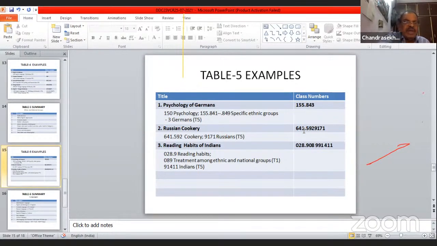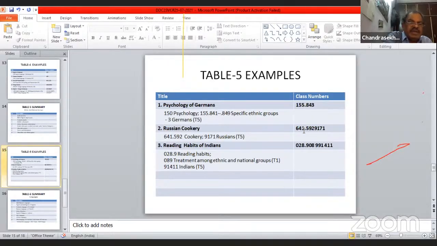Then Russian cookery. Cookery is the subject number, and Russian is the ethnic or national group. So here cookery is 641.592, the number for cookery. 9171 in table 5 is meant for the Russians. So that we have directly added.